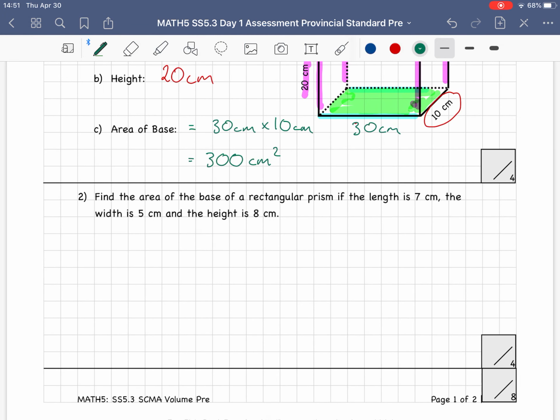Number 2, find the area of the base of a rectangular prism if the length is 7, the width is 5, and the height is 8. I'm going to draw this out really quickly now. When you're doing sketches of three-dimensional objects, they don't need to be to scale.